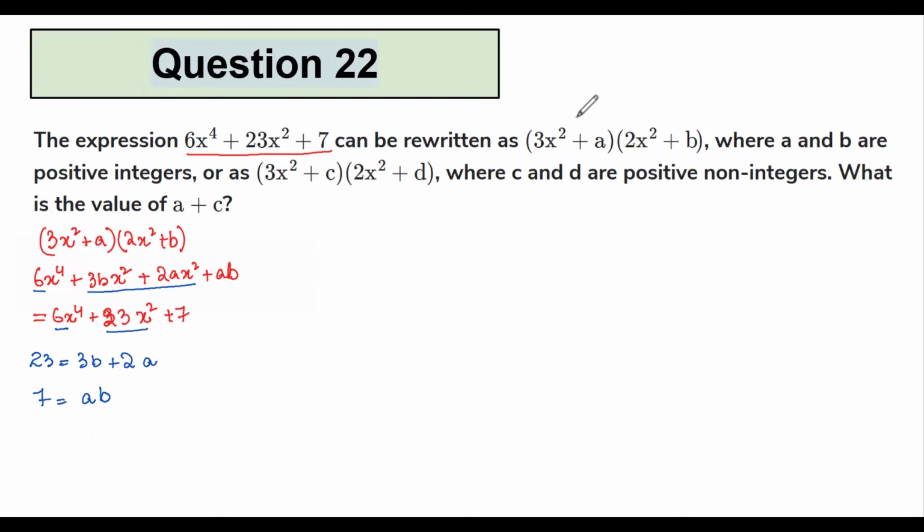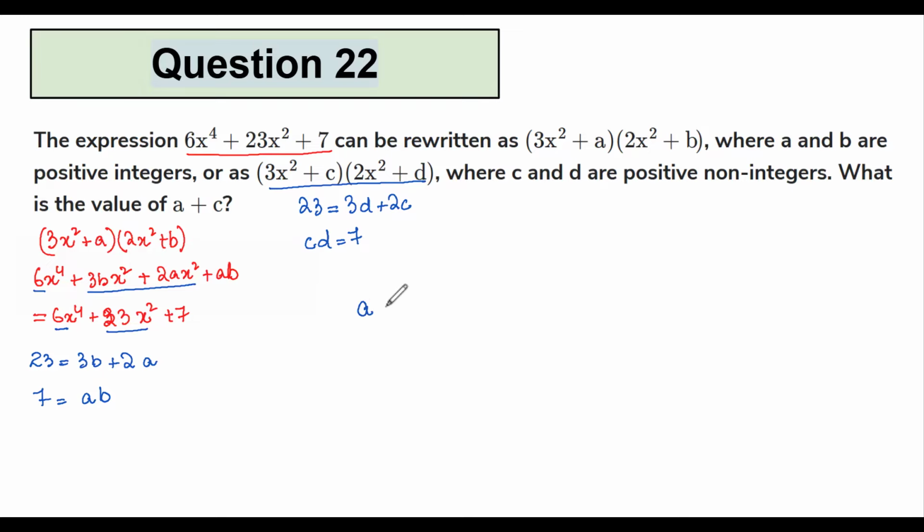And see, if you solve this one as well, from here you would get 23 is equal to 3 times D plus 2 times C, and C times D you will get as 7. That is all, because it's exactly the same equations, no? Now the thing is, I need the values, no?